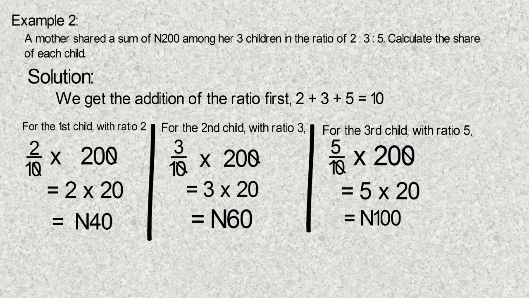So can you see this? Now that we know that the first child is having 40 naira, the second child is having 60 naira, and the third child is having 100 naira, according to the ratio they are given. So if you add the sum together of the amounts, I have 40 plus 60 plus 100 will give me 200. Can you see? It's exactly the amount the mother has shared among them. So you can see they get their share according to their ratio. So that is what we mean by sharing in ratio. I hope you got that.